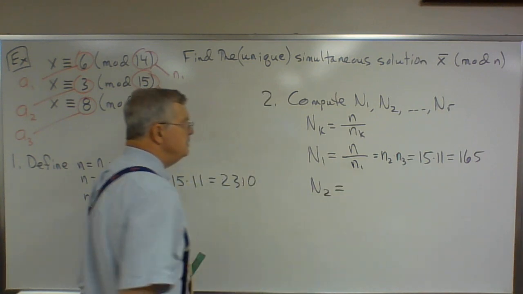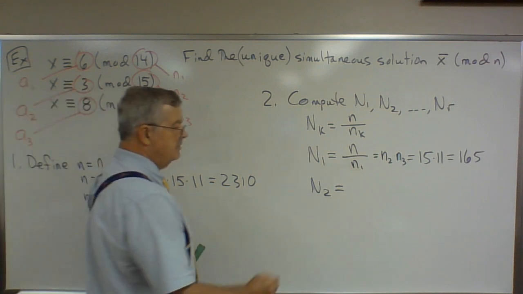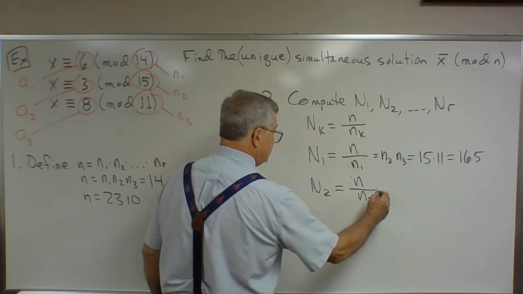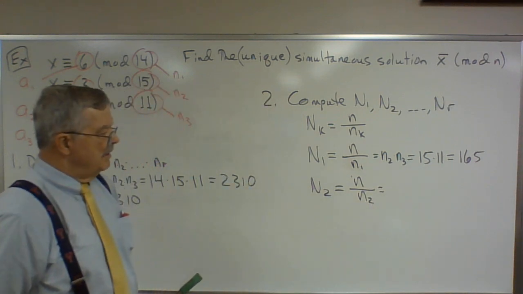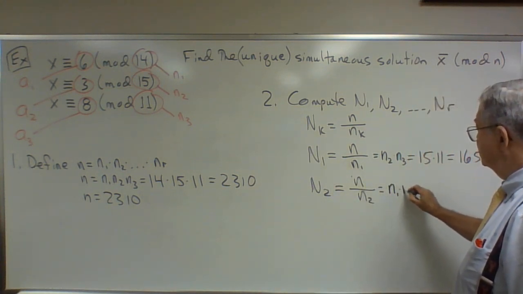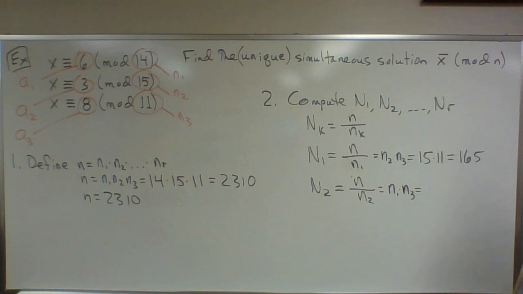Capital N sub 2, that's going to be little n over little n sub 2. In our case, it will probably be easier to compute n sub 1 times n sub 3. And n sub 1 is 14, n sub 3 is 11. 10 times 14 is 140. 11 times 14 is 140 plus 14, 154.